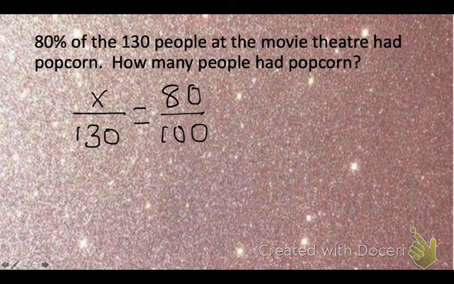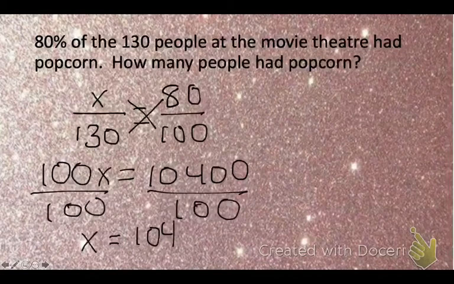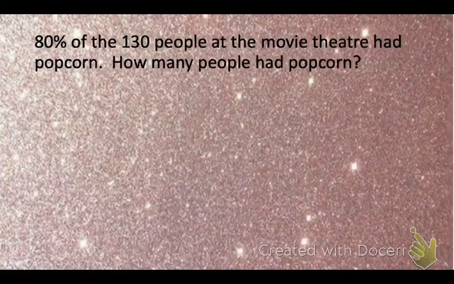So if you remember how to solve proportions, we cross multiply. So we get 100x equals 80 times 130 equals 10,400. All right, divide by 100. And you get x equals 104. All right, so 104 people had popcorn, and you're going to write a sentence at the end. 104 people had popcorn. All right, so that's a basic one.